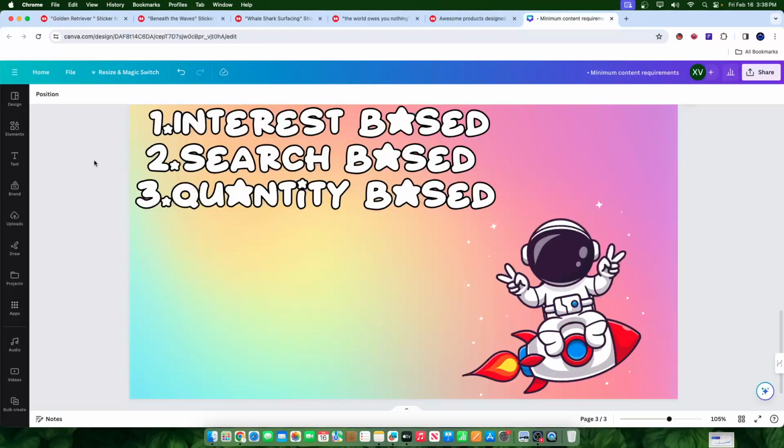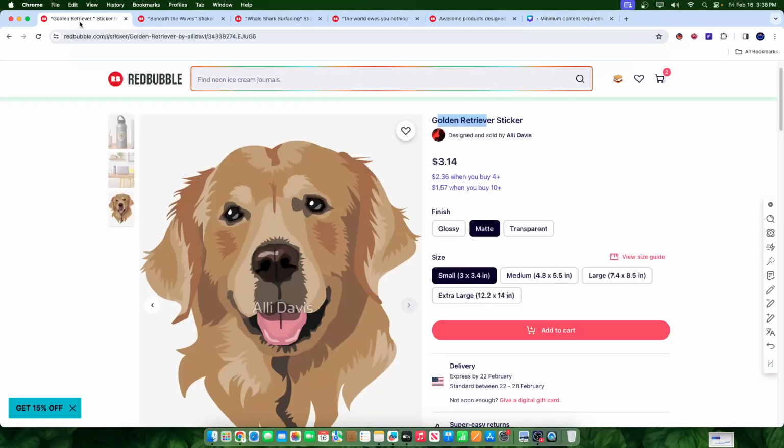Search-based designs typically get the highest conversion rate per impressions or per clicks or views, whatever metric you want to use across the board on Redbubble. And the reason why is because it has higher search intent. What is search intent? In the world of SEO, search intent means that the person who's searching for that specific subject knows exactly what they want, and they have a clear idea of the intention of what they're deciding to purchase.